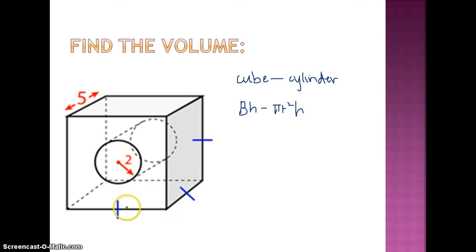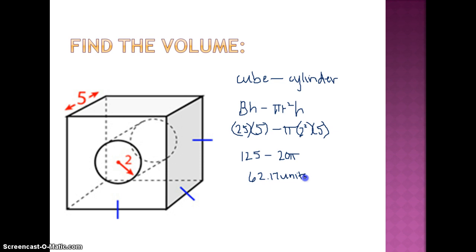Alright, so the base of this is going to be 5 times 5, which is 25, and our height is 5, minus pi times our radius is 2, and our height is 5. 25 times 5 is 125. Then we have 2 squared, which is 4, and 4 times 5 is 20. So this would be our exact answer because we can't simplify it anymore. Or you can type it in the calculator and we can get 62.17 units cubed. And that would be the volume of this shape.